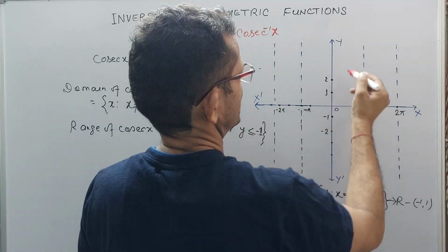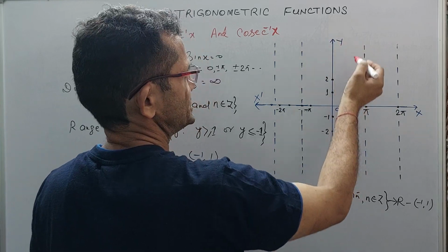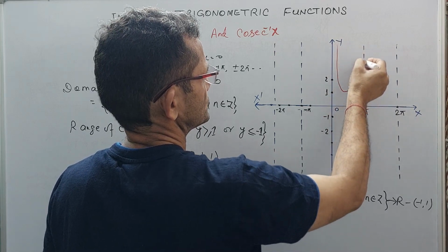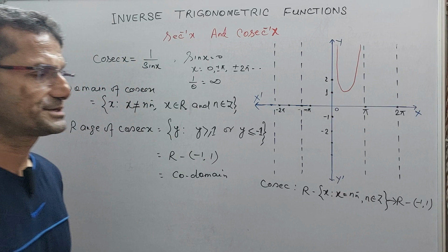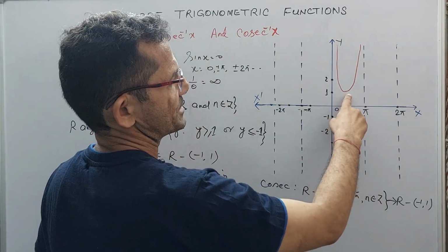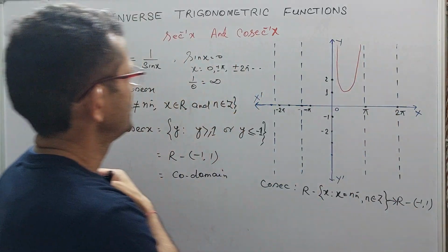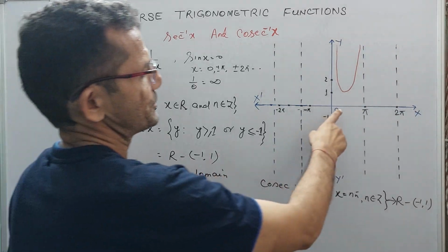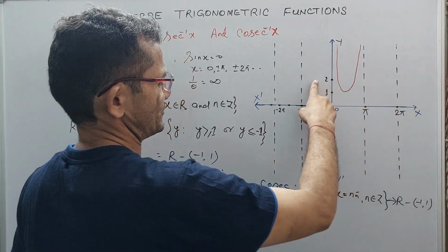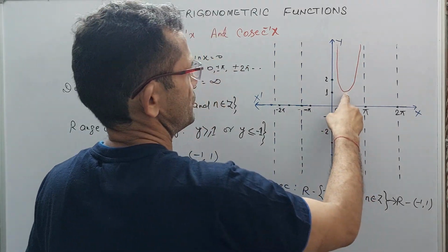So our graph will go from infinity, like this one. So from 0 to pi, the first branch, the first interval is from 0 to pi, and starting from 1 it goes to infinity, and the next branch we have between pi and 2 pi. We know that for 0 to pi, the first and second quadrants, cosec x will be positive. That's why it goes from 1 to infinity.